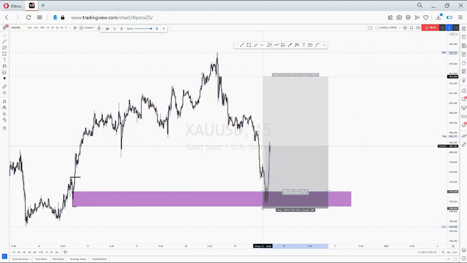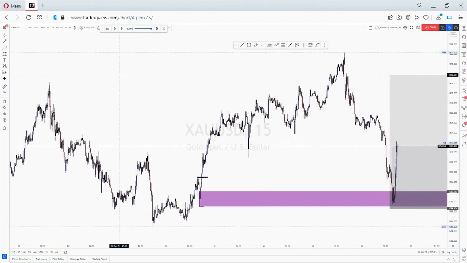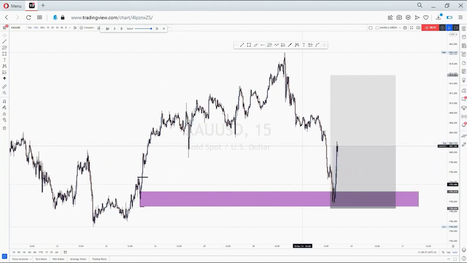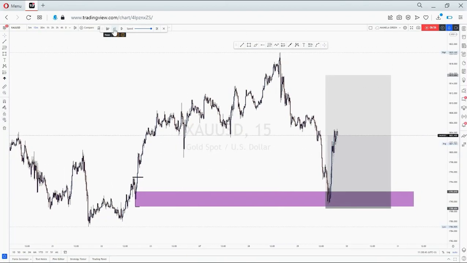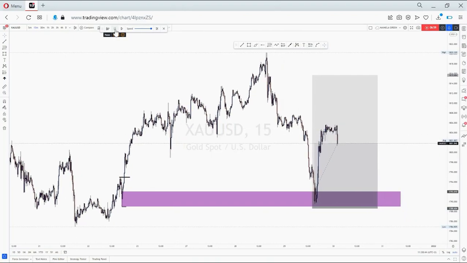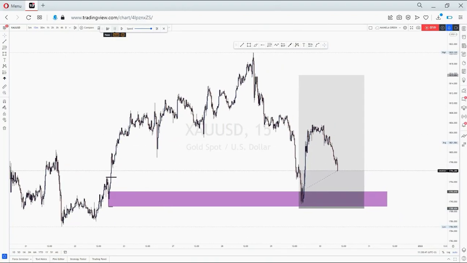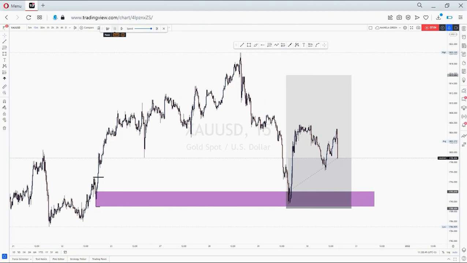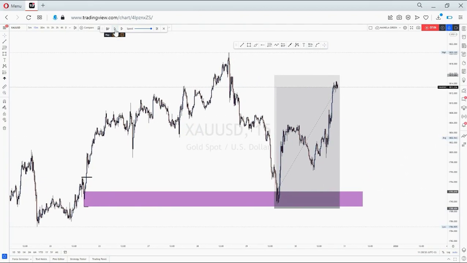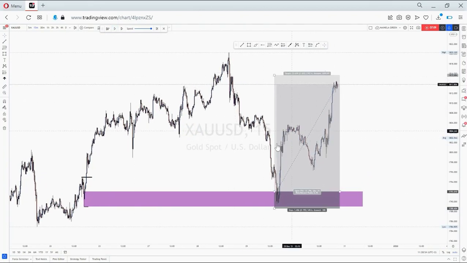Then our TP was somewhere around here using the previous high, which is this one here. So this will be the entry point for our order block here. Let's see how it plays. Okay, so as you can see, our trade was successful, but look at this point here, the reversal point here.